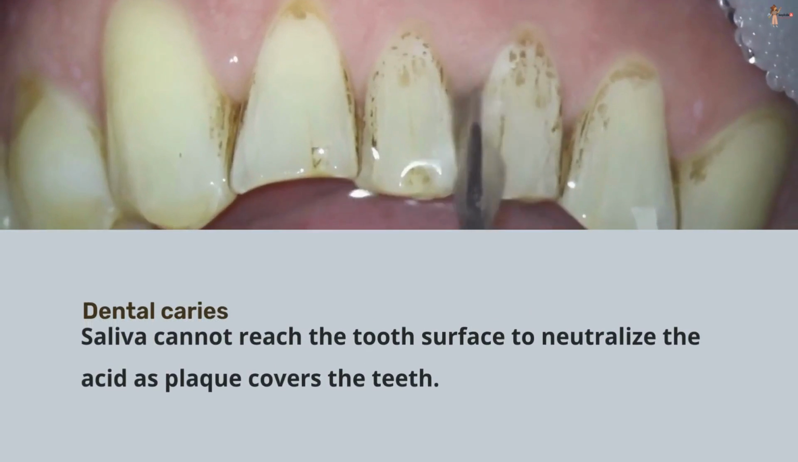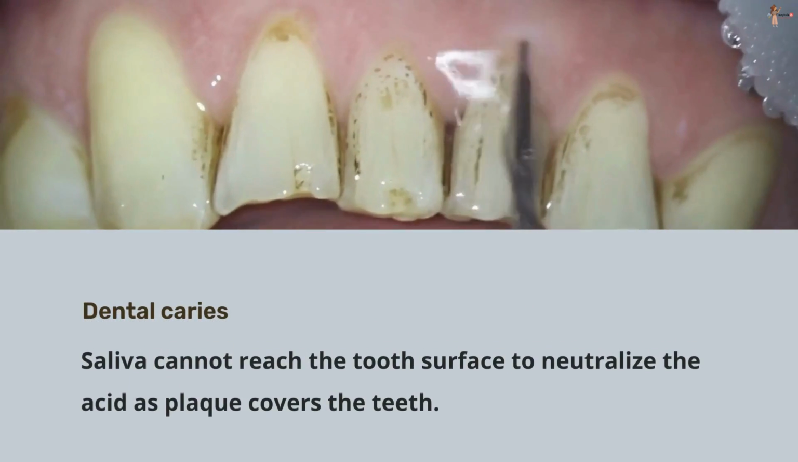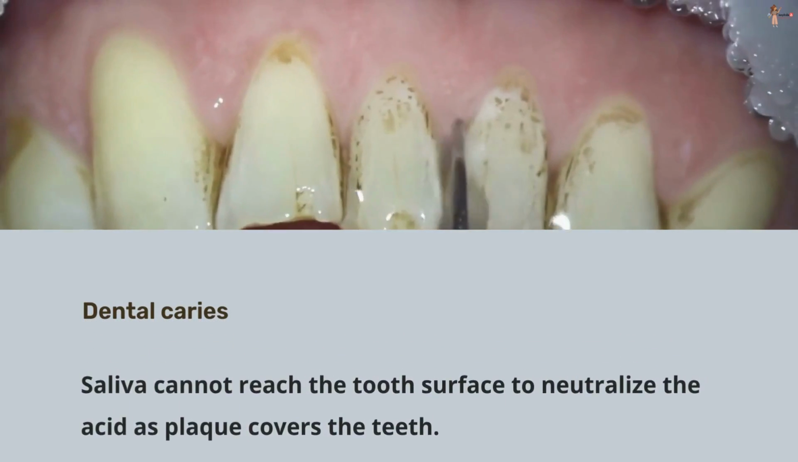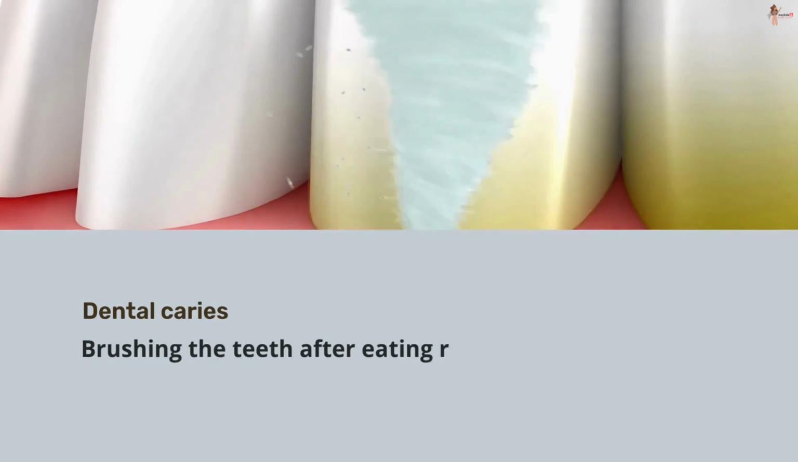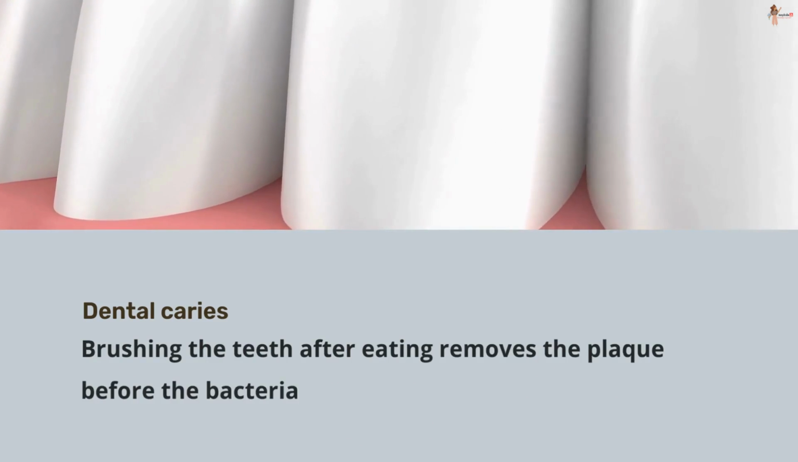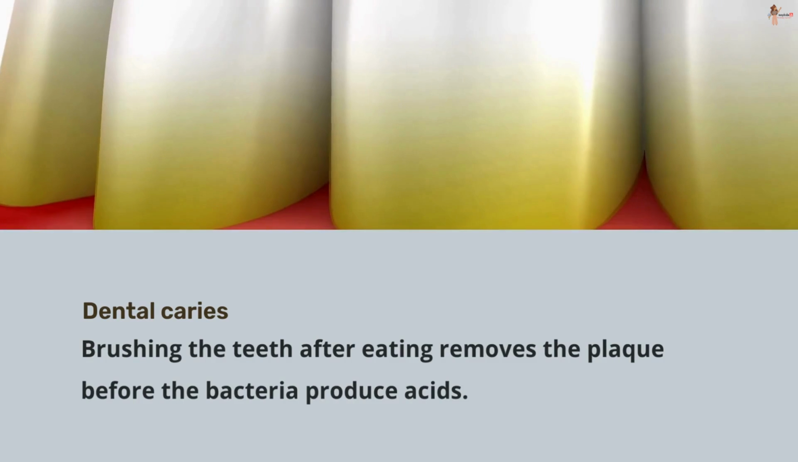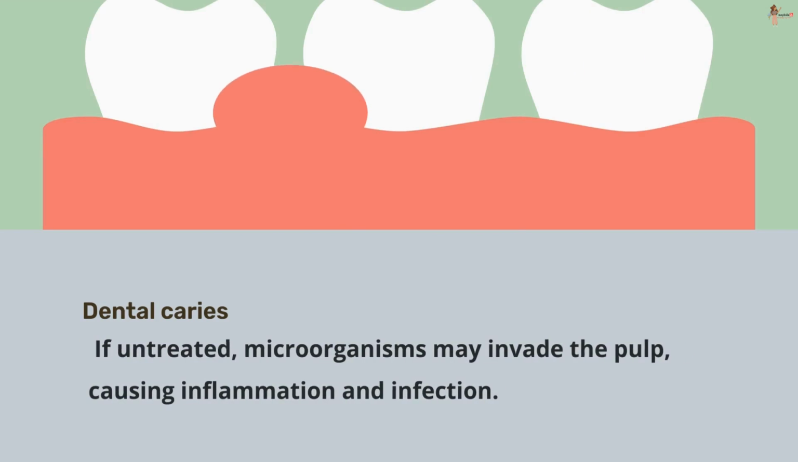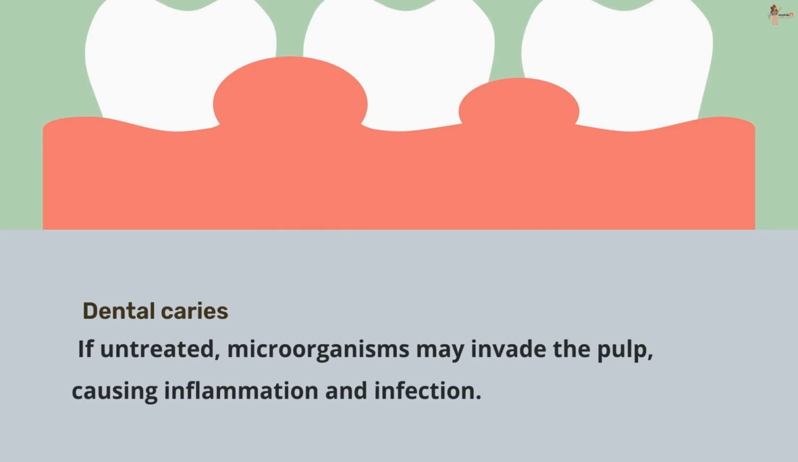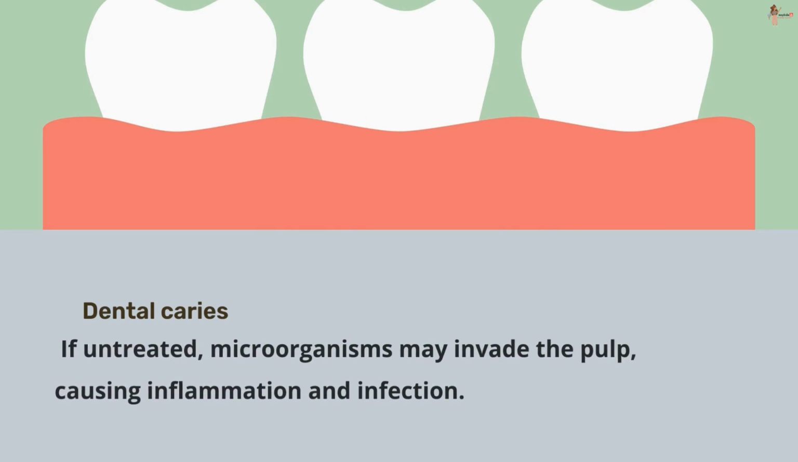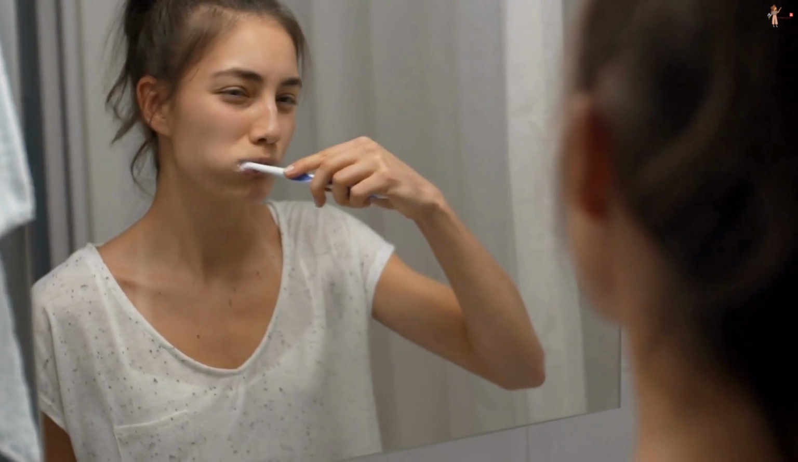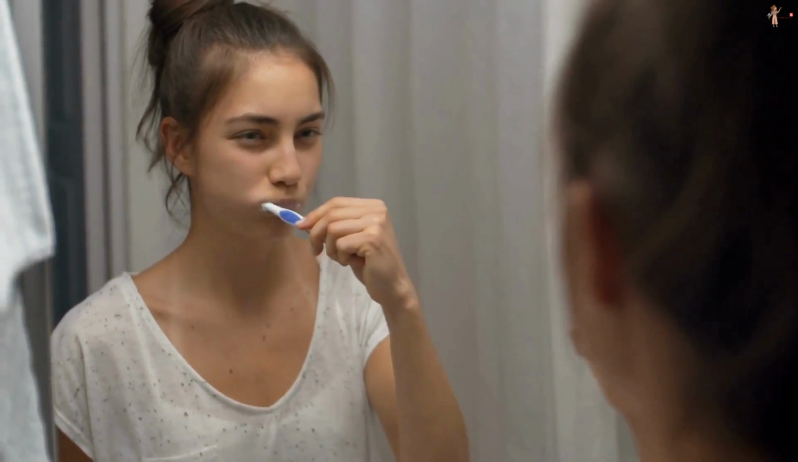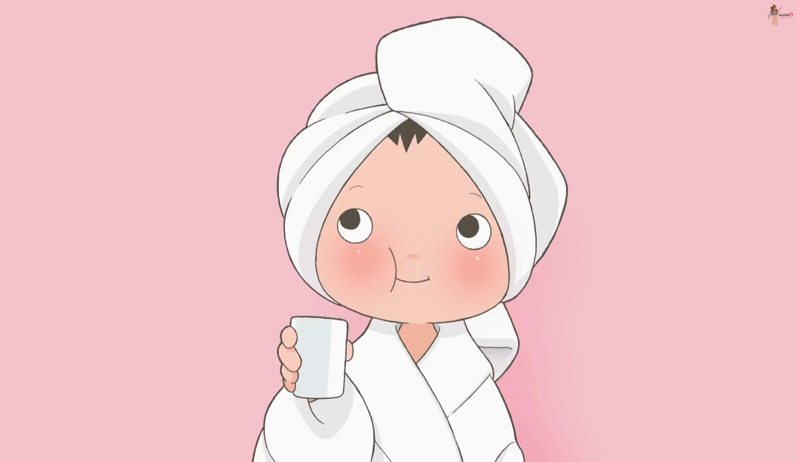Saliva cannot reach the tooth surface to neutralize the acid as plaque covers the teeth. Brushing the teeth after eating removes the plaque before the bacteria produce acids. If untreated, microorganisms may invade the pulp, causing inflammation and infection. So, do take care of your teeth, brush them regularly, and rinse your mouth after every meal.